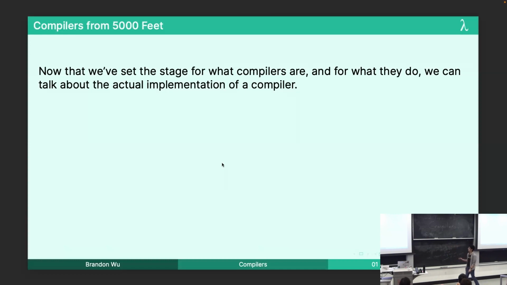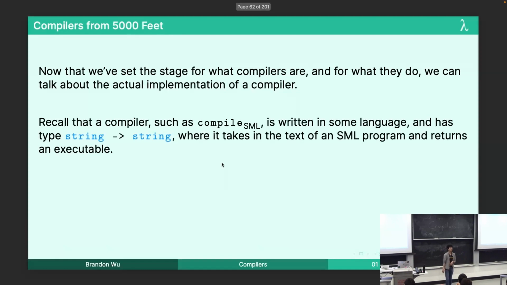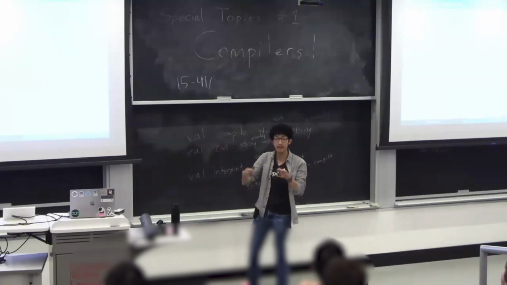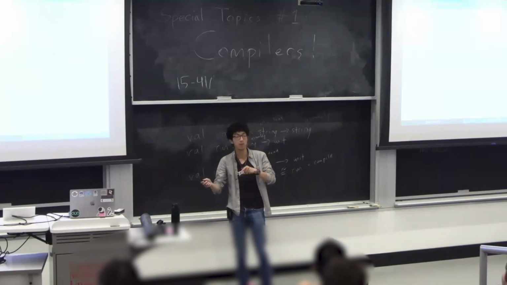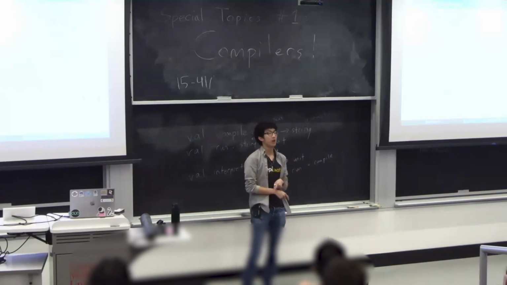Let's talk about how we are going to implement a compiler, and this will take the majority of the lecture. Let's say compile SML is going to be written in some language and have type string to string, where we take in SML text and compile it to assembly. Let's think about how we might do that.